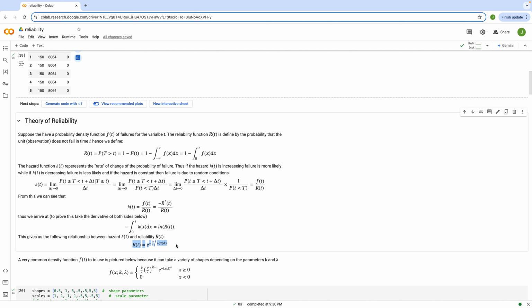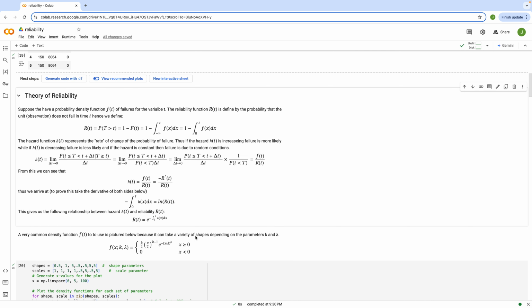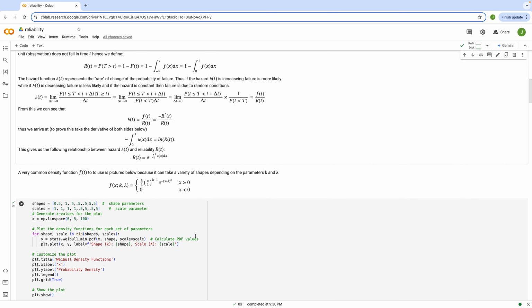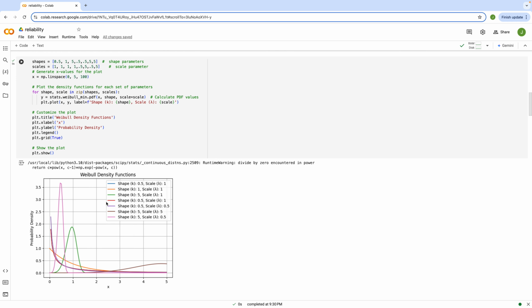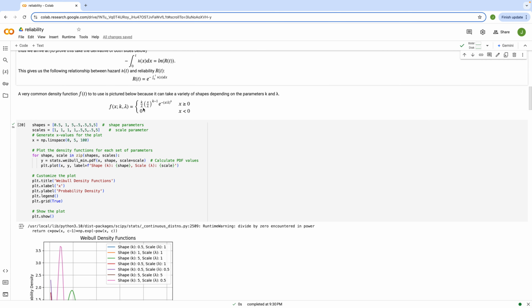So that's all about the theory of reliability. Two important concepts are hazards and reliability. And what's highlighted at the bottom here is the relationship between hazard and reliability. A very common density function that people use to model data is the Weibull distribution. And the reason why people use the Weibull distribution is because I have a plot of it here. There's two parameters, k and lambda.